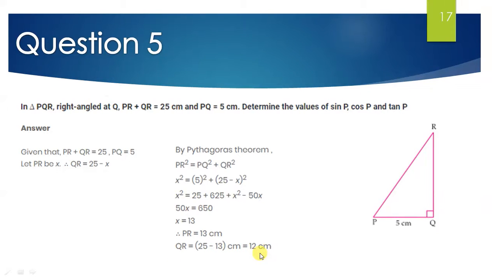Now remember another triplet, 13, 12, 5. As we have 3, 4, 5, you can remember 5, 12, 13 as a triplet. Sometimes it makes your question much easier if you remember these triplets. Now I have calculated all, I have PQ, QR as well as PR. Now I just have to find sin P, cos P and tan P.